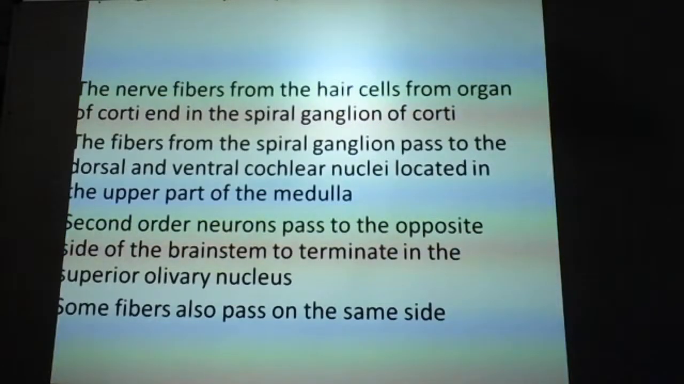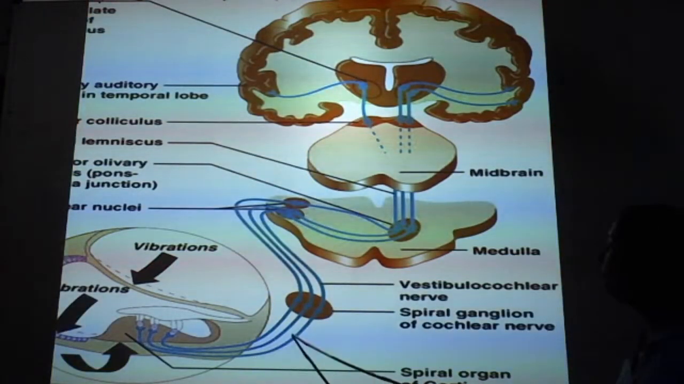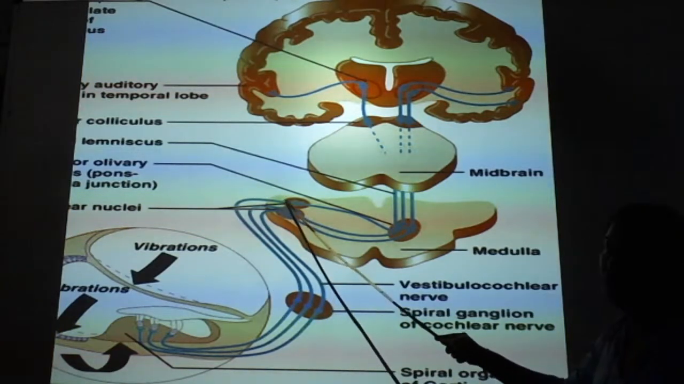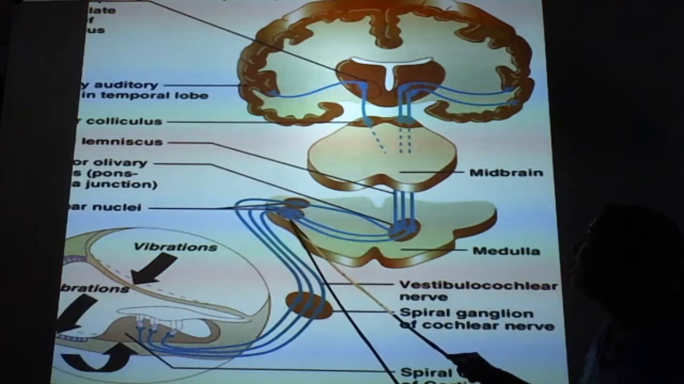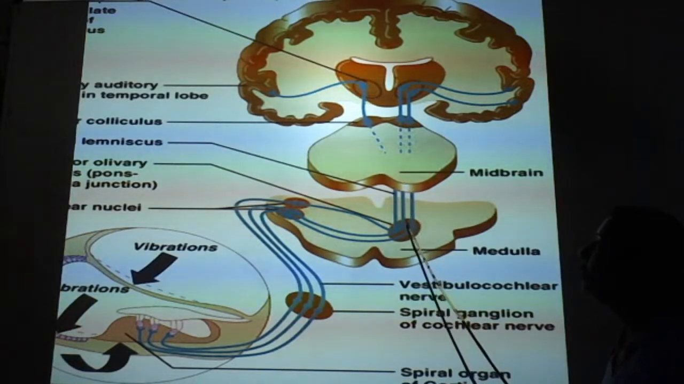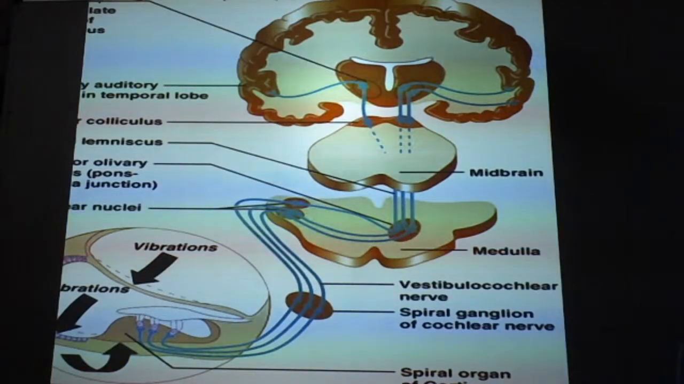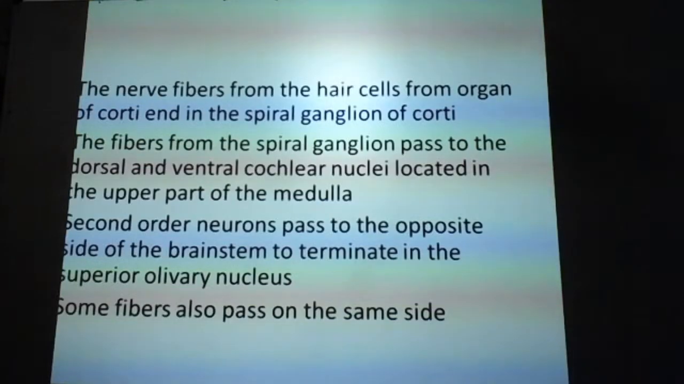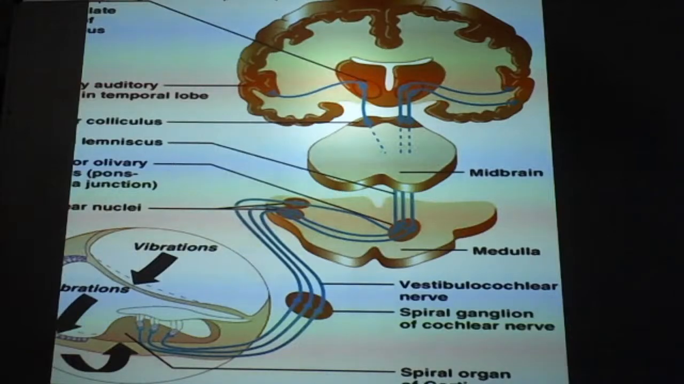Second order neurons pass to the opposite side of the brain stem. See here, this is on the same side: they go from the spiral ganglia to the dorsal and the ventral cochlear nuclei, which are present in the upper part of the medulla. Later they cross over and synapse. Where do they synapse? They synapse in the superior olivary nucleus, which is also present in the medulla. Some fibers pass on the same side, but the maximum number of fibers cross over.